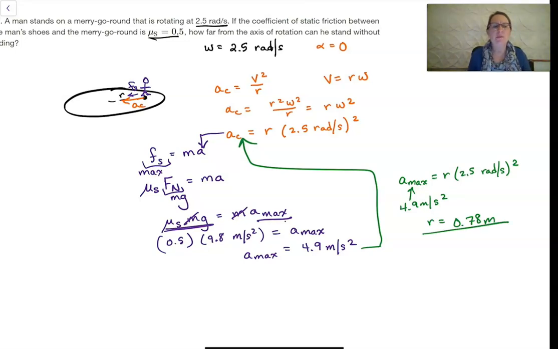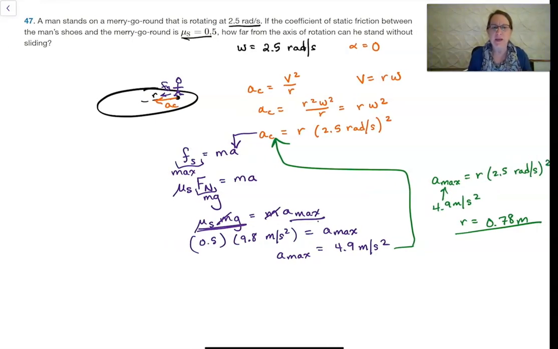Okay, so less than a meter is where he can stand. So it depends on how big this merry-go-round is. It doesn't say in this particular problem.